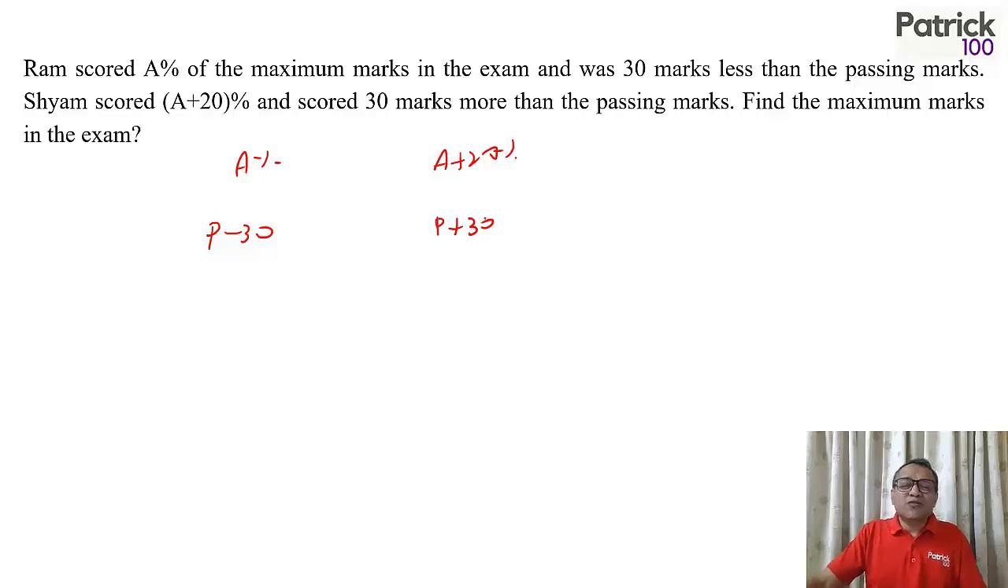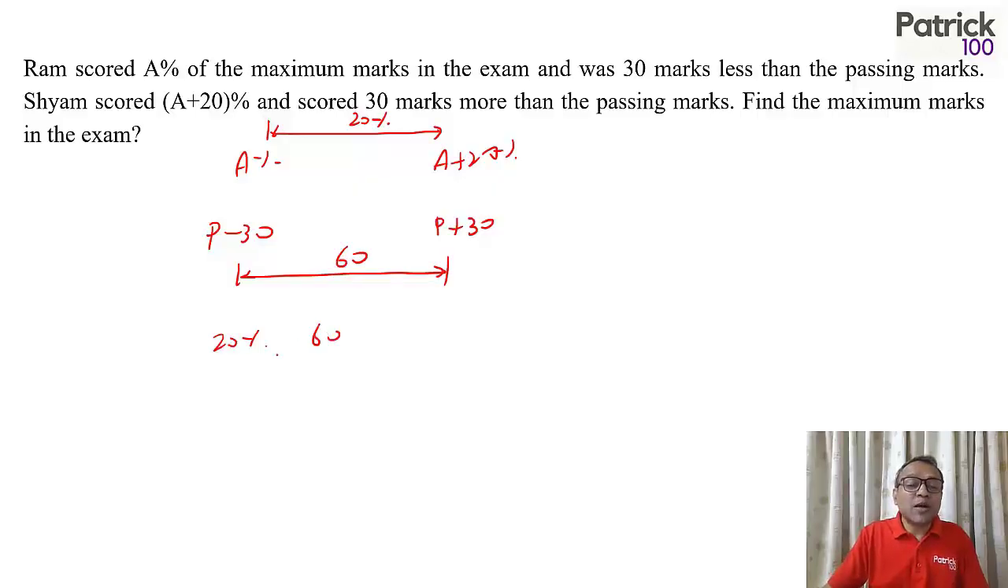So cross multiplication is a very good method and helps to solve fast in the examination. Here too, if you look, 20% stands for 60 marks. So the total marks will be 100%. 100% will be how much? You will realize 300. So the total marks, the maximum marks, is 300.